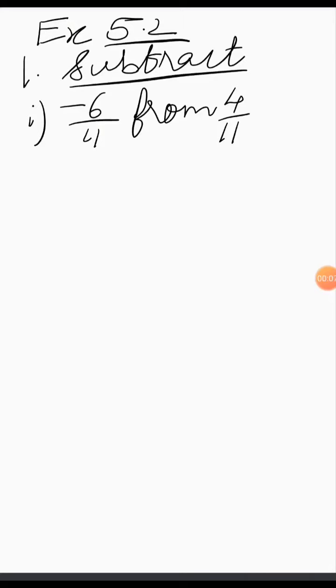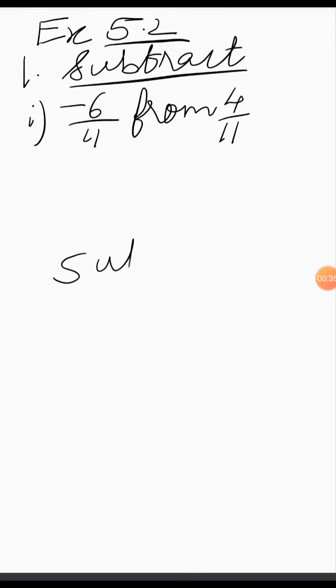Today we are going to study exercise 5.2, subtraction, and you can see, children, your question number 1 is: subtract minus 6 by 11 from 4 by 11. Children, in the integer lesson we have studied this type of sums, even in the fraction lesson also. The method is the same, only the numbers are changing. Let me explain a simple example first.